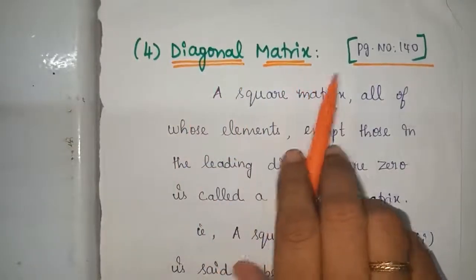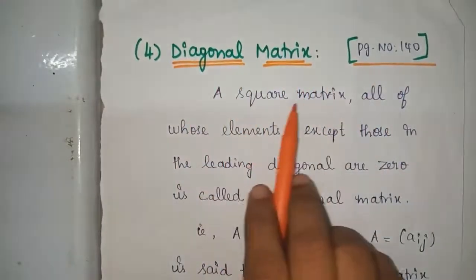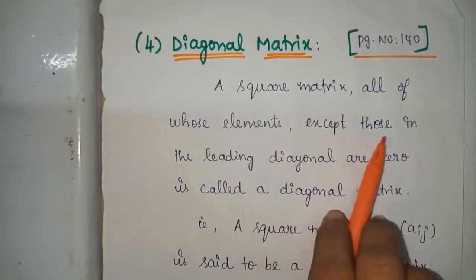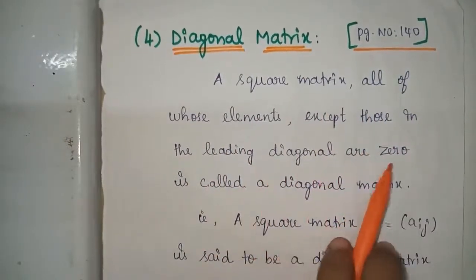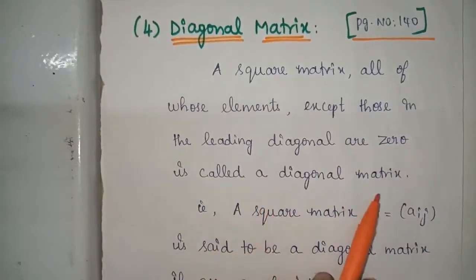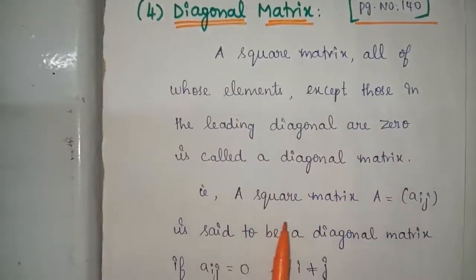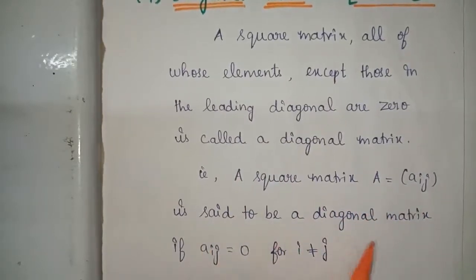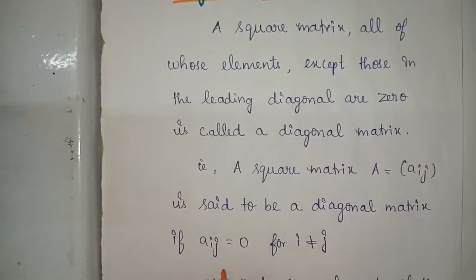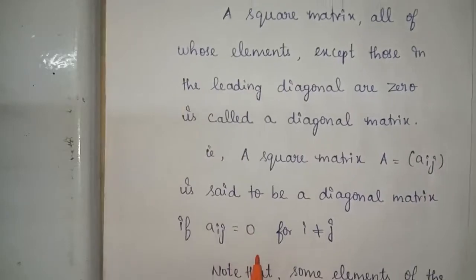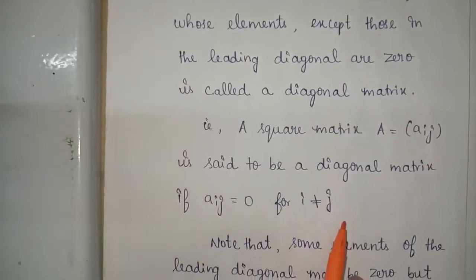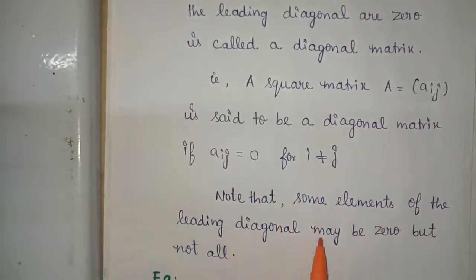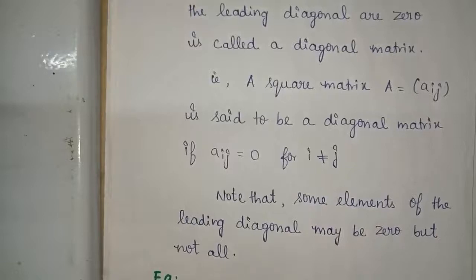One is diagonal matrix, which is on page number 140. A square matrix, all of whose elements except those in the leading diagonal are 0, is called a diagonal matrix. That is, a square matrix A = [aij] is said to be a diagonal matrix if aij = 0 for i not equal to j. Note that some elements of the leading diagonal may be 0 but not all.